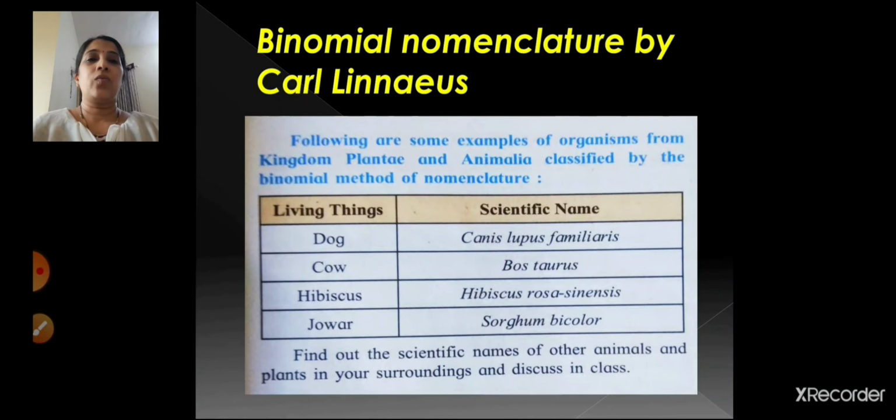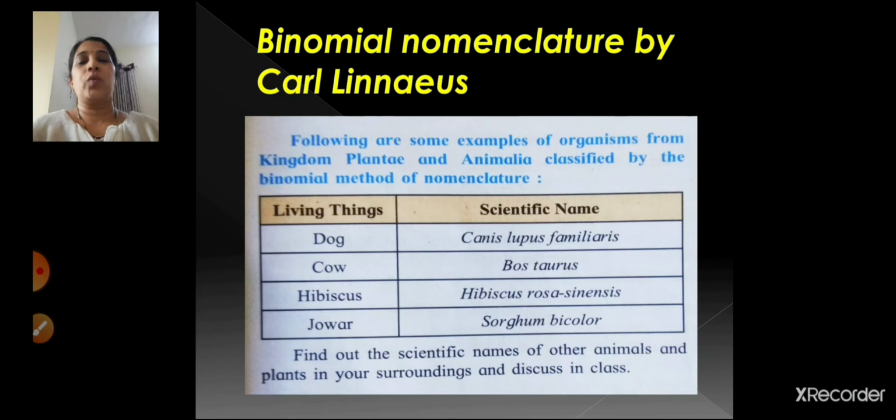Now these are some examples of organisms from kingdom Plantae and Animalia, which are classified by the binomial method of nomenclature. They have taken the first example of dog. What is the scientific name given to the dog? It is Canis lupus familiaris, right? Now for the cow, what is the scientific name? Bos taurus. For hibiscus, the scientific name is Hibiscus rosa sinensis. And for jowar, the scientific name is Sorghum bicolor, right?